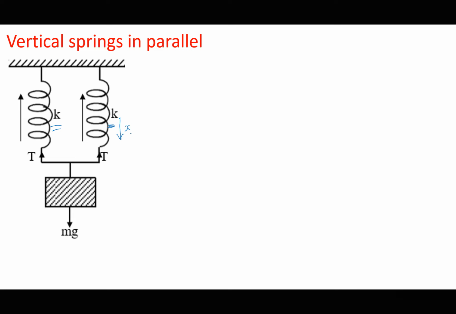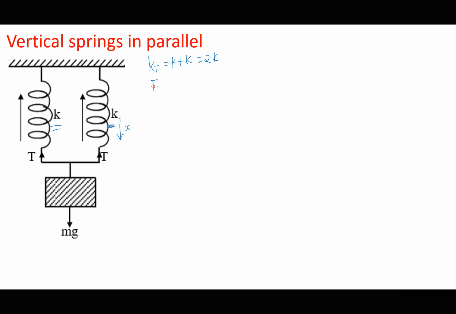But from your ideas of combination of springs in the formation of solids in AS physics, the total constant for springs in parallel is simply the sum of the individual constants. So I'll simply say total constant k total is going to be k plus k, which is equal to 2k. That is the total constant.